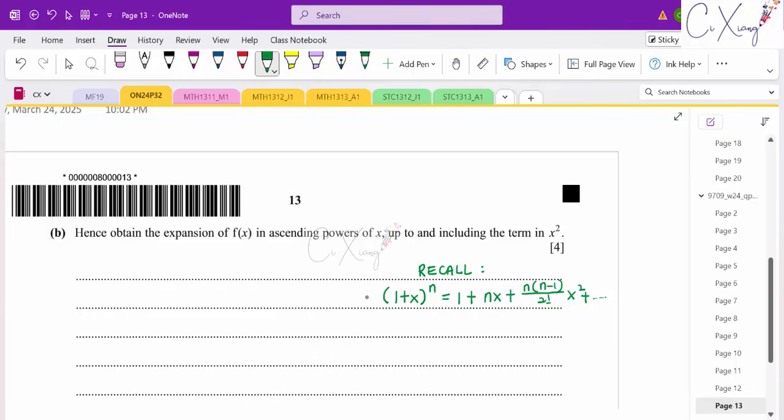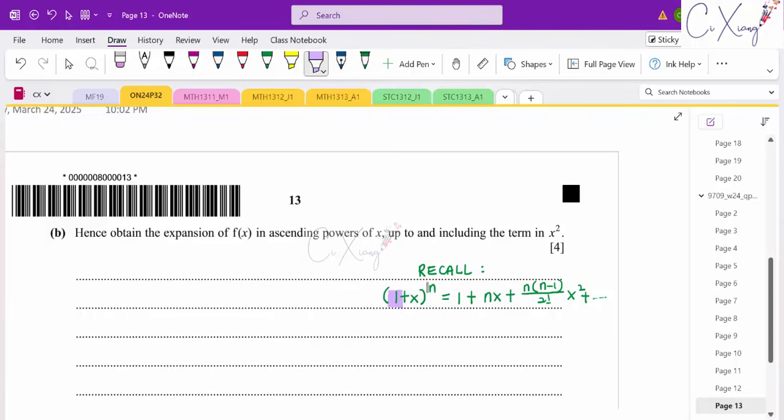Alright, so when you want to apply this particular formula, you have to make sure that the first term in the bracket is always a 1. If it is not a 1, then you have to factorize the number out so that it becomes a 1 before you can apply this formula. And after that, the x in the formula terms here is basically the second term that you have.